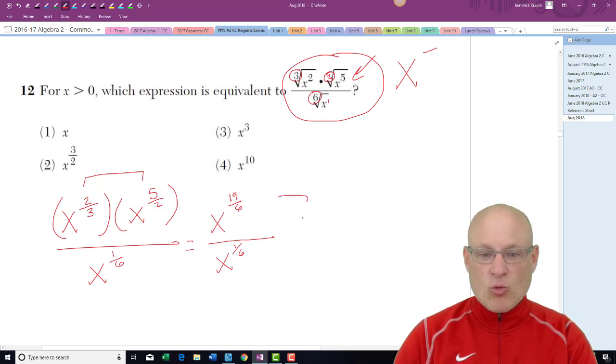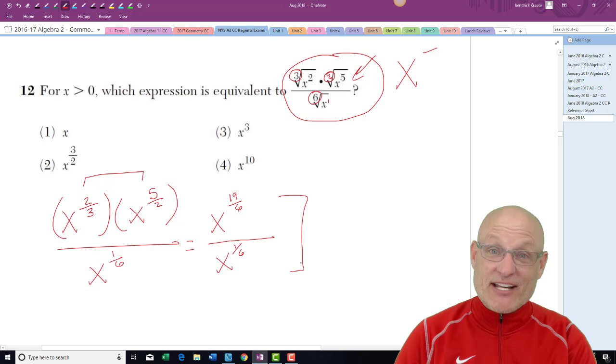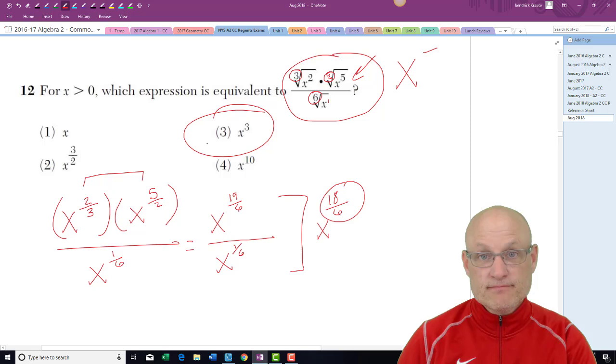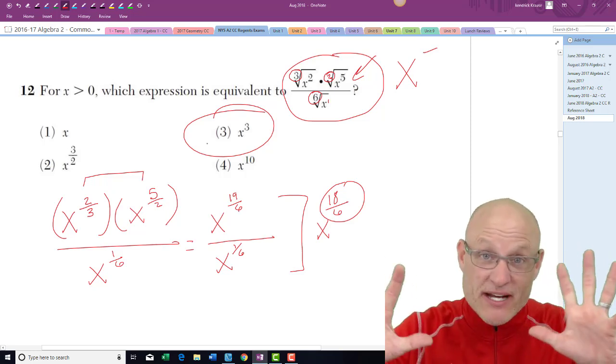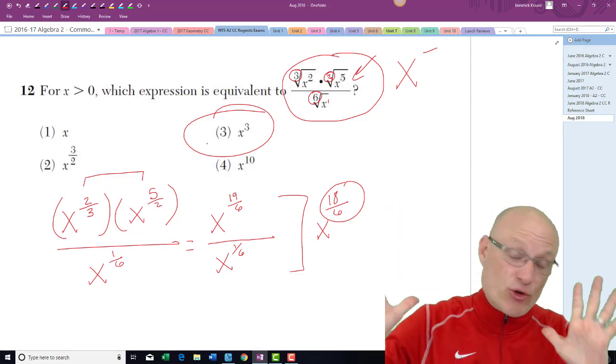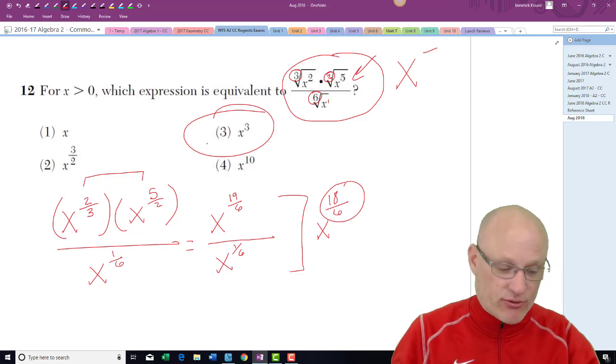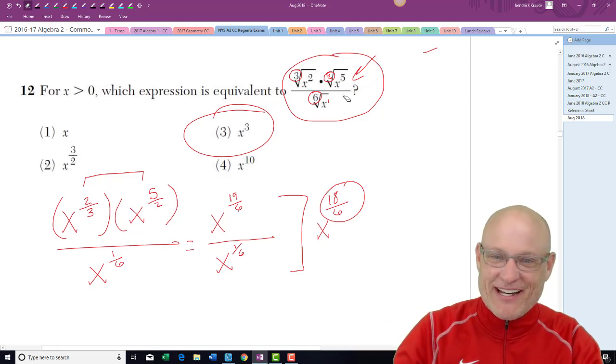Now when you divide, you subtract the exponents. Well, 19 over 6 minus 1 over 6 is 18 over 6, which is 3. Now, having done all that crazy math, if on the day of the Regents your brain just shuts down and you can't do this right, come on, let's do it the other way.